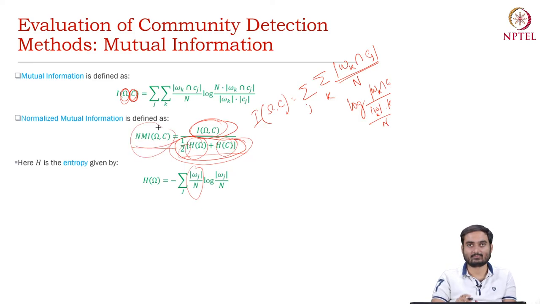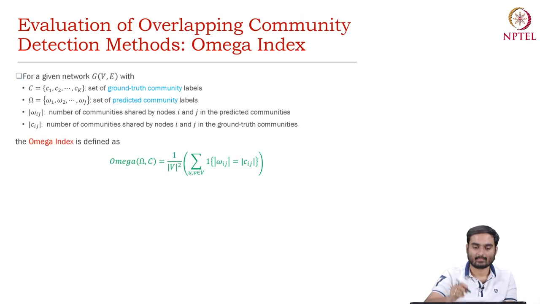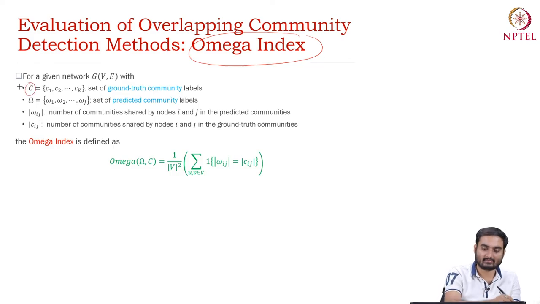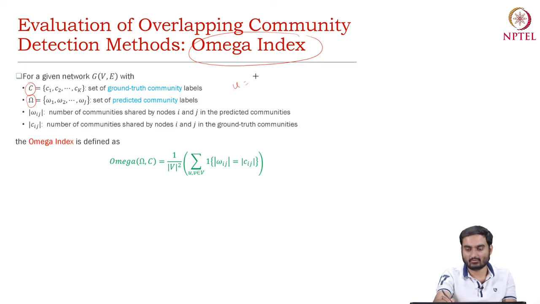NMI is the best metric because it doesn't suffer from the problem of singleton communities. In the overlapping community detection setting, you can use omega index as a metric. What is omega index? It's very simple. C is the ground truth community and omega is the detected community. For every node U, say U belongs to C1, C5 and C6 in the ground truth, and in the detected community structure, it belongs to omega 2, omega 5, omega 7, for example.